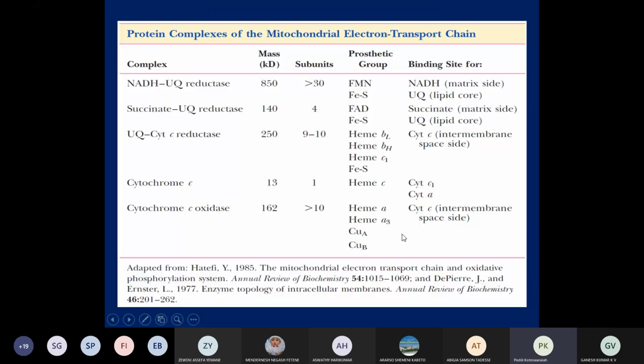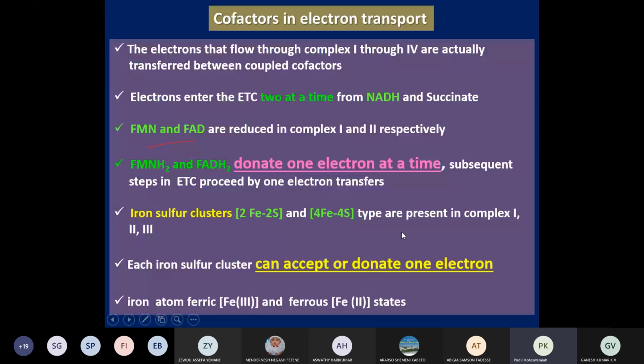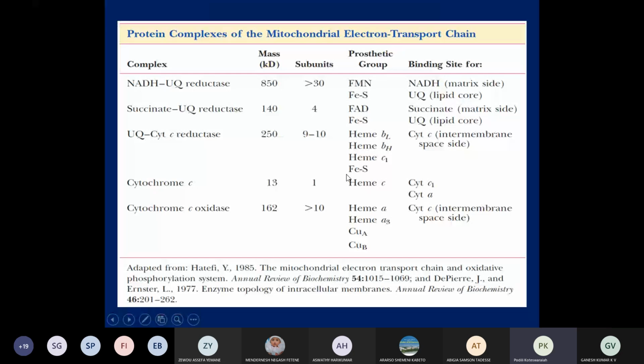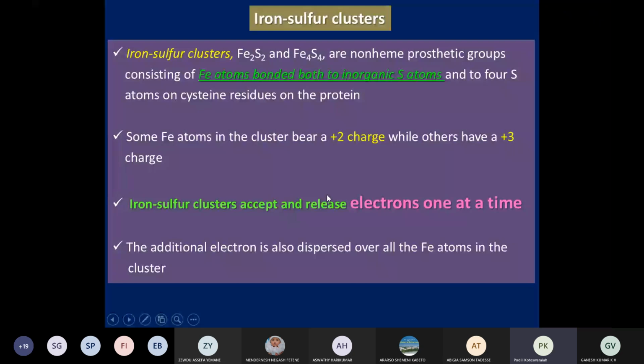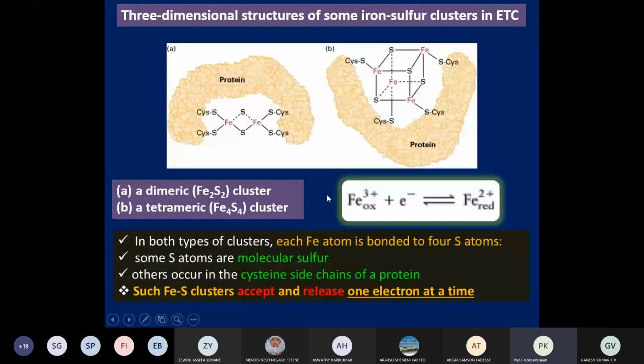So only at the beginning, FMN and FAD can accept 2 electrons at a time in the form of hydrogen and become FMNH2 and FADH2, but they can release only 1 electron at a time to the subsequent electron carriers. And this is the structure of how the iron sulfur clusters are present. You can see here two different types of iron sulfur clusters, Fe2S2 and Fe4S4. In all these cases, the iron atom is bonded to 4 sulfur atoms. 2 are inorganic sulfur, 2 are the side chains of cysteine.